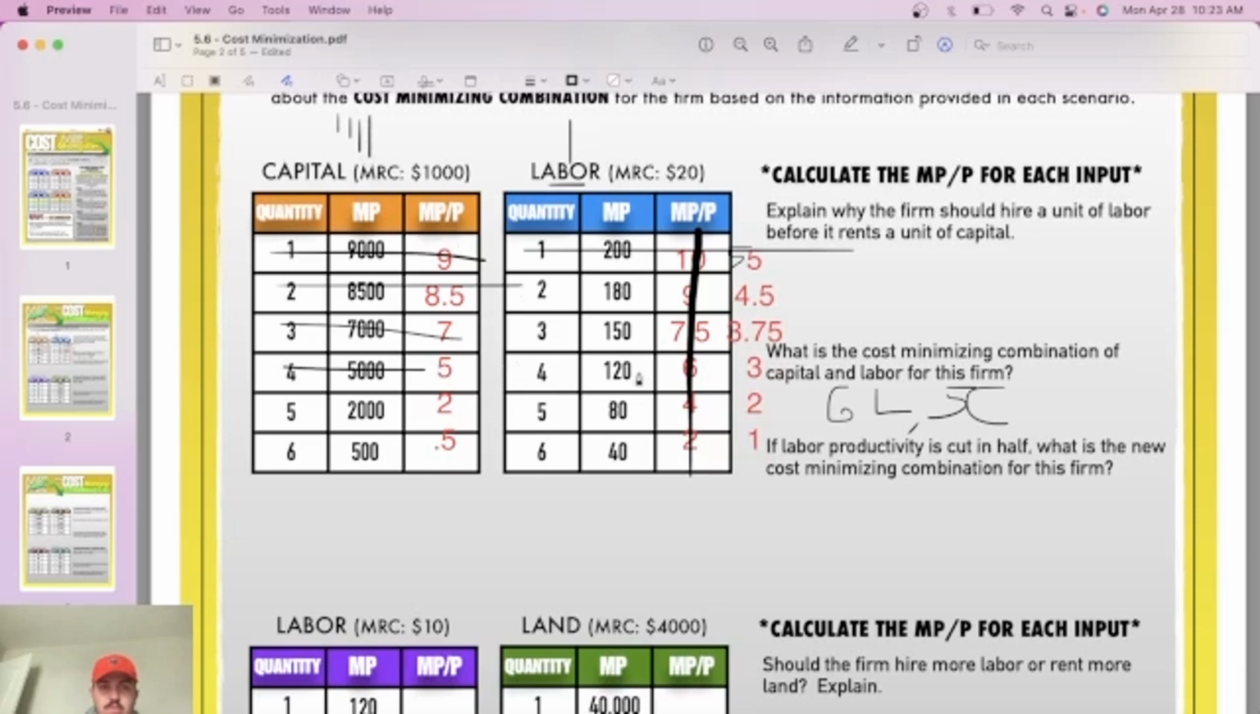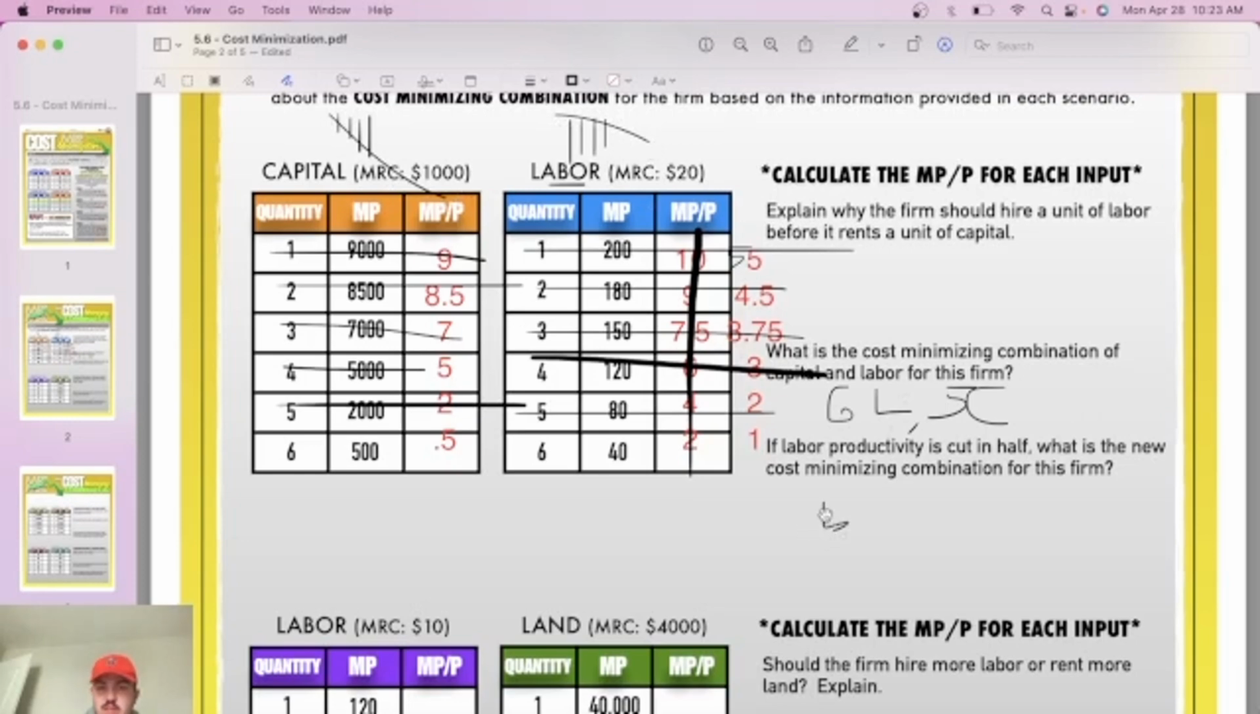Capital, labor, labor, labor. And we get to 5 where both of them are at 2. And we'll finish her off right there.